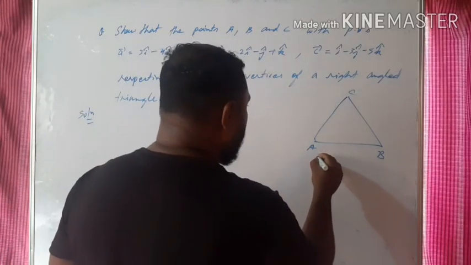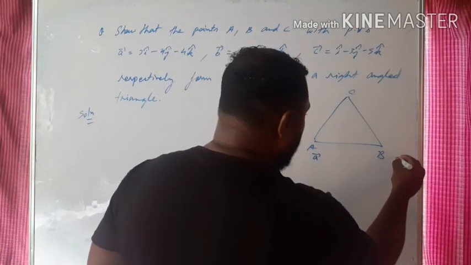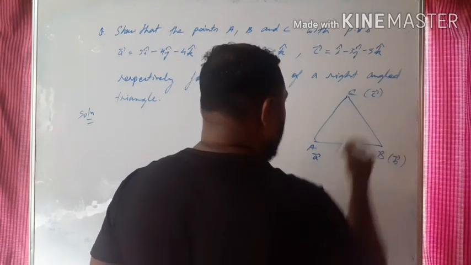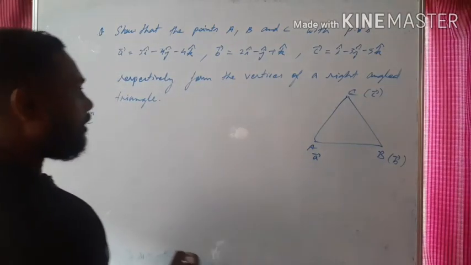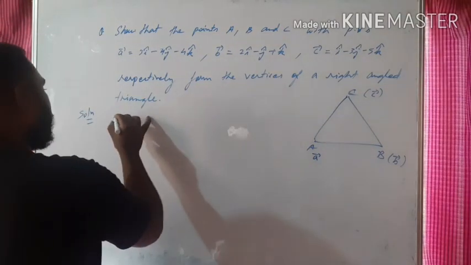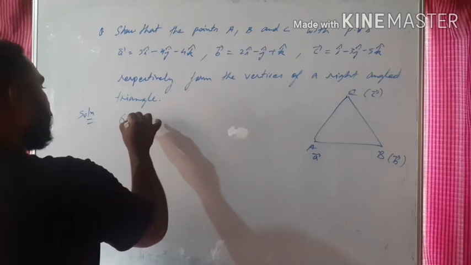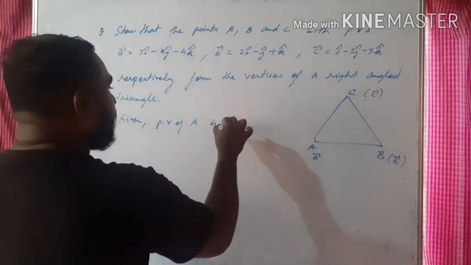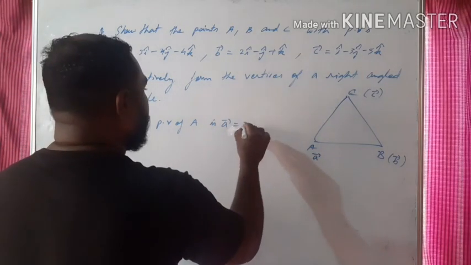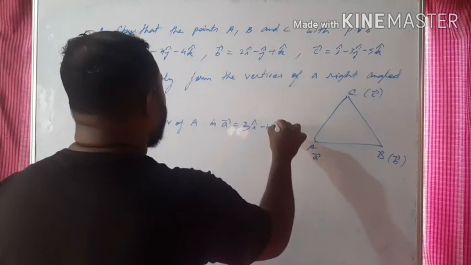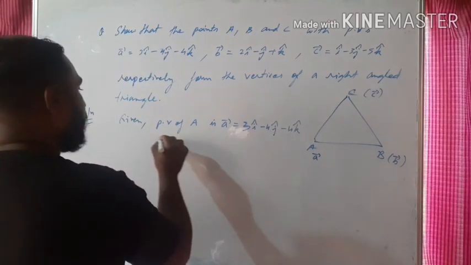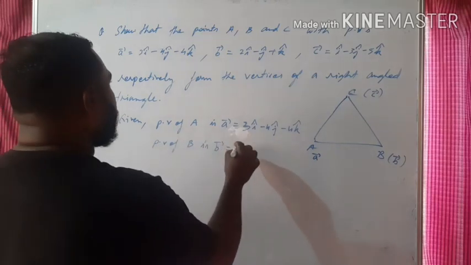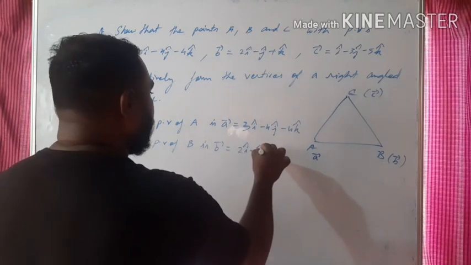Here for point a the position vector is a bar, for point b the position vector is b bar, for point c the position vector is c bar. We want to prove that this triangle is a right angle triangle. So given, the position vector of point a is a bar equal to 3i minus 4j minus 4k. The position vector of b is b bar equal to 2i minus j plus k.